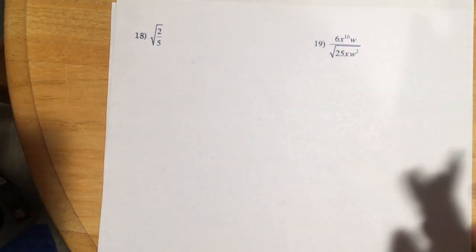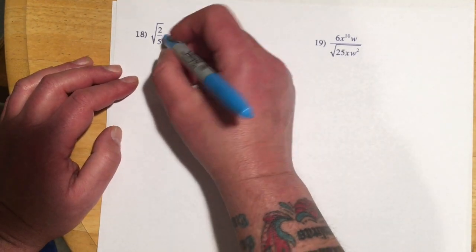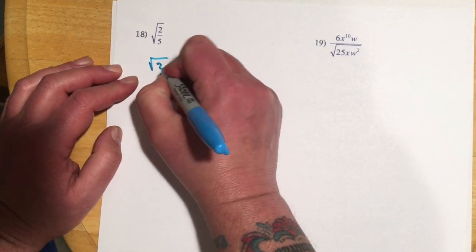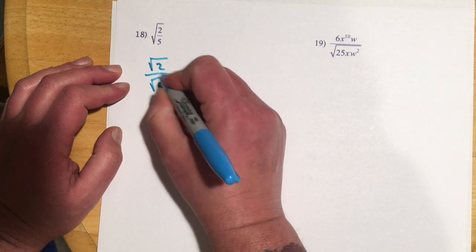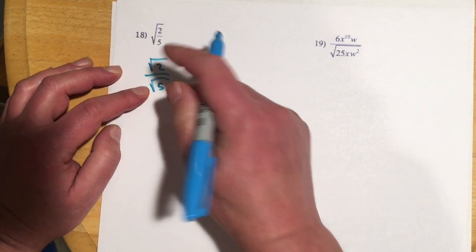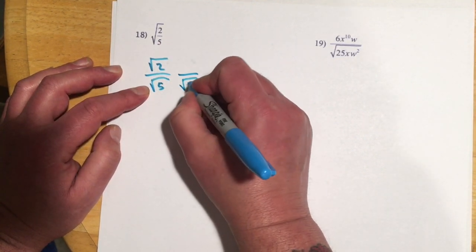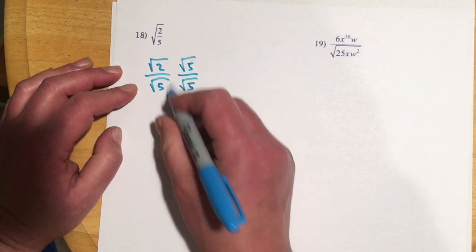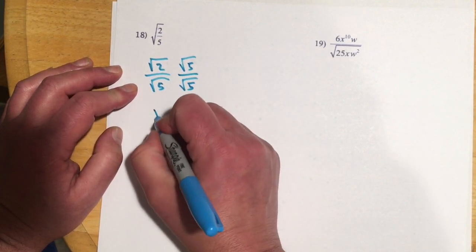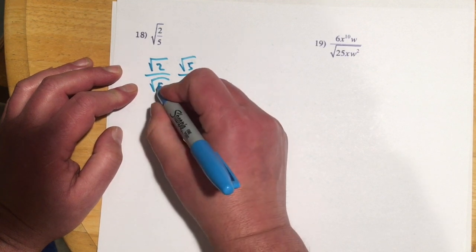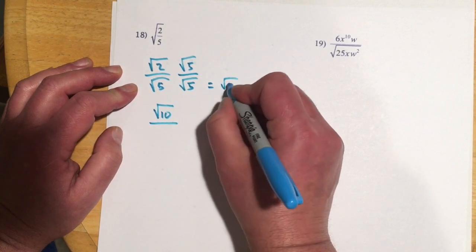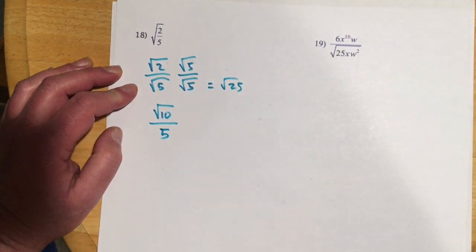Number 18 is rationalize the denominator. So the trick here, we can think of this as root 2, root 5. So the problem part is the root 5 because that's the part in the denominator. So again, I just multiply it by itself. So root 2 times root 5 would make root 10. And then root 5 times root 5 would make root 25. So it simplifies to 5.